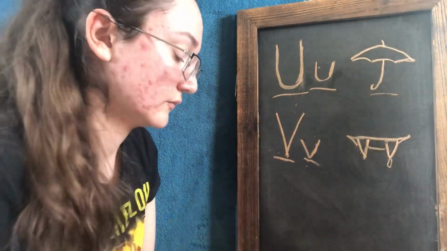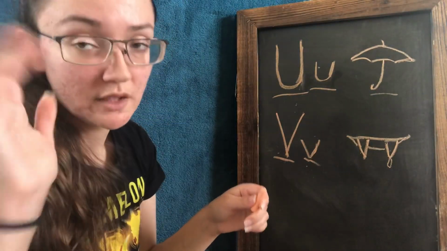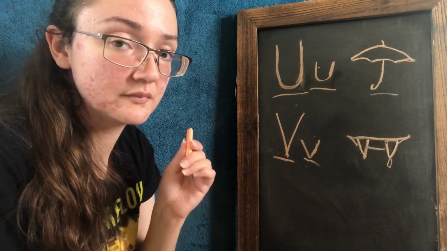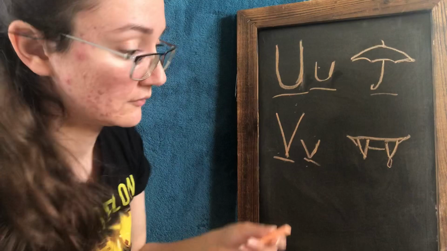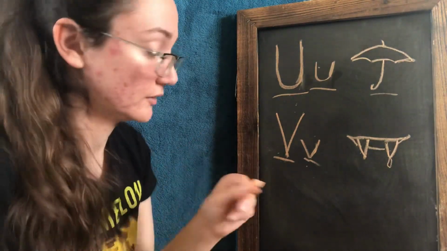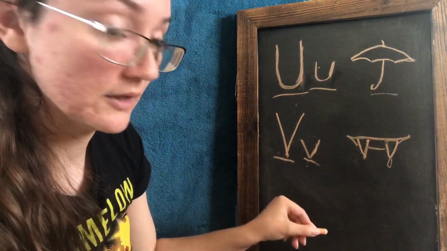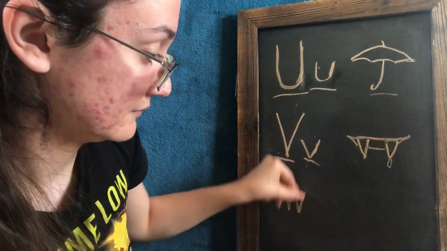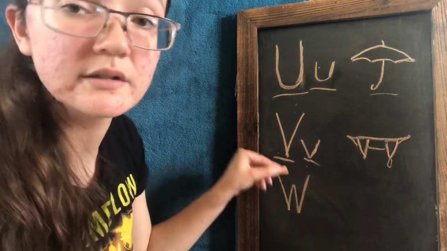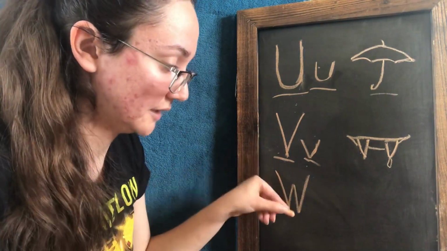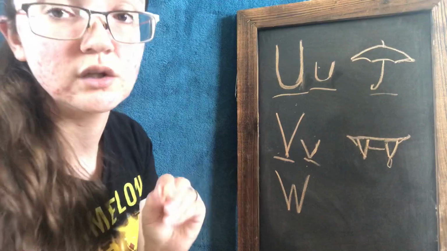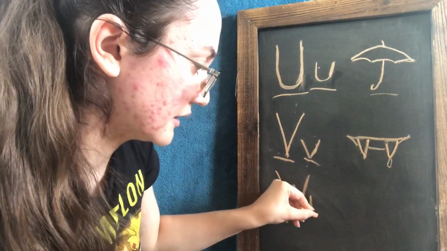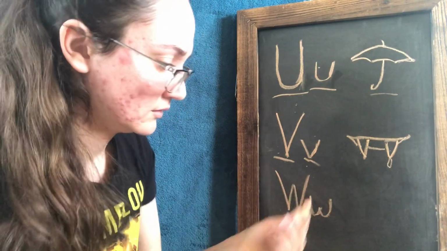V. W. Okay. Like I said, kind of like an M, but the other way around. Okay, so not like that, but we're gonna go like that. So down, up, okay? Down, up. And lowercase w. I think you could do that if you wanted, but curving.